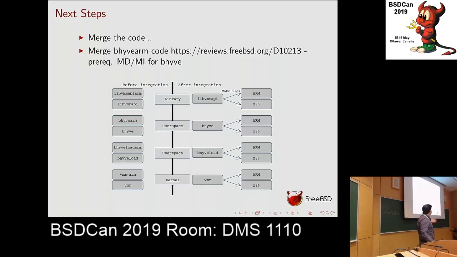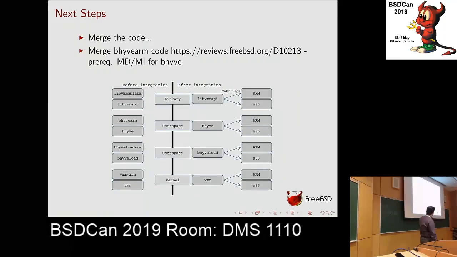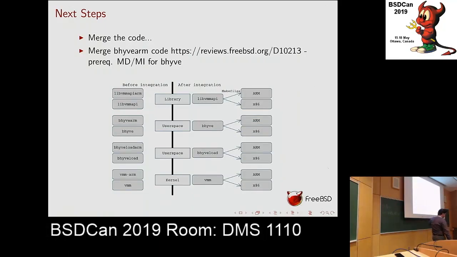The next steps are merging the code. We have an open review from 2016 or 17. We addressed all the comments, but the last issue was the fact that Bhyve was not designed to be multi-architecture. So we did not have an MD and MI code, machine-dependent split. What we have done, you see here, is we have duplicated the code and the folders. So they were different folders, and this is not okay from the structure point of view. What we have done here was basically create the folders for ARM and x86, and provide the makefiles. But at this point, this isn't enough.